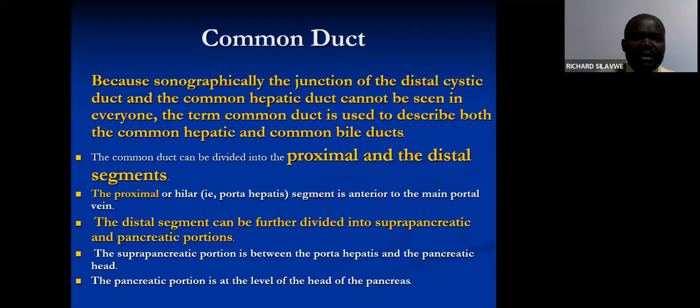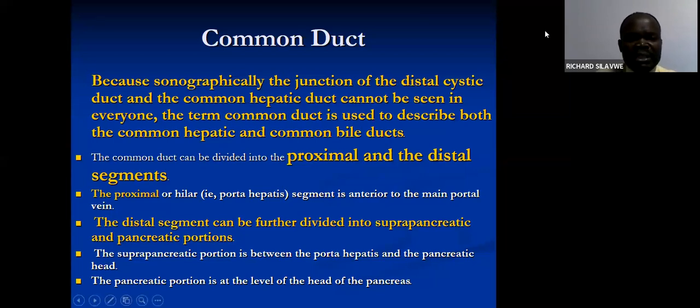sign. Then, because sonographically the junction of the distal cystic duct and the common hepatic duct cannot be seen in everyone, that's why we have the term called common duct. We usually use this word common duct because of this reason, whereby sonographically you are not able to see the cystic duct and the common hepatic duct. You are not able to see it in everyone, but in some people, you can easily see those ones.